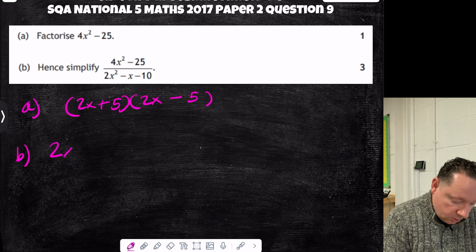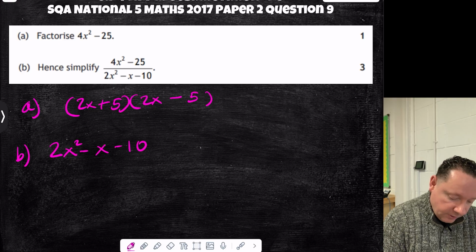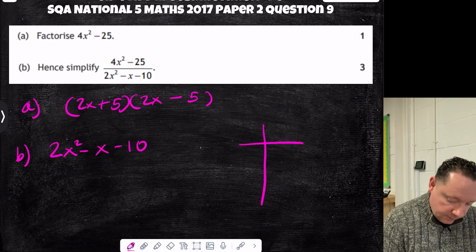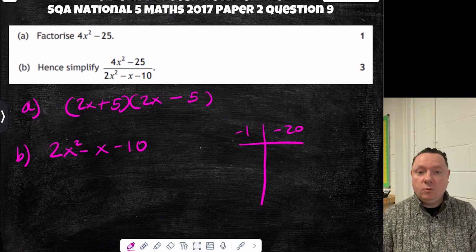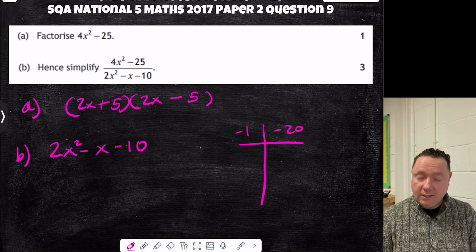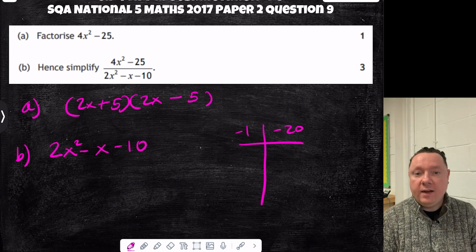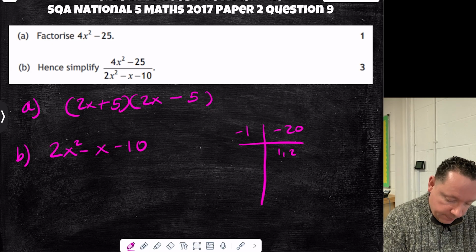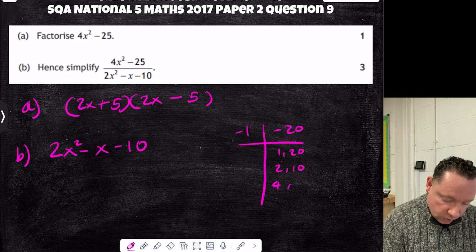So for 2x squared minus x minus 10, the easiest way to factorise that is to times the 2 and the 10 together to get 20. Well, it's minus 20. And the middle term I'm looking for is minus 1, minus x. So I'm looking for two numbers that times to make minus 20, but add to make minus 1. So writing down the factors of 20, well, I've got 1 and 20. I've got 2 times 10 is 20. And I've got 4 times 5 is 20.